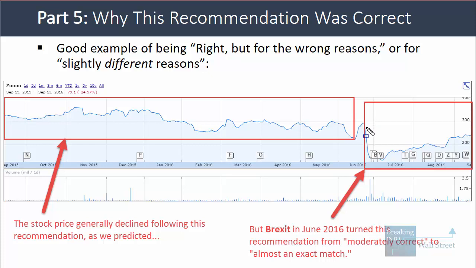But as you can see, right when Brexit happened, the company's stock price fell off a cliff. It dropped by, looks like around 50% from this graph, if not more than that. Now it's gradually recovered since then, but Brexit is what turned this recommendation from moderately correct into almost an exact match in terms of what we recommended. Now, it doesn't mean our analysis or our approach were invalid. The point here is just that you can have the best analysis and valuation and all that in the world, but if something unexpected comes along, then perhaps market sentiment will change in the way you expect, but not for the exact reasons that you expect. And that is the point of this.